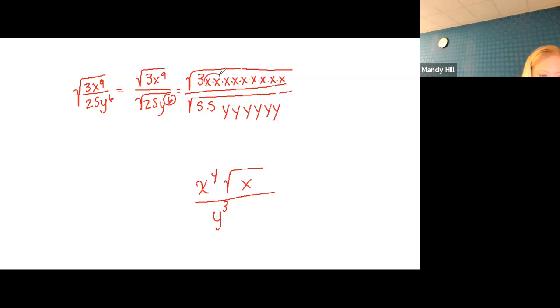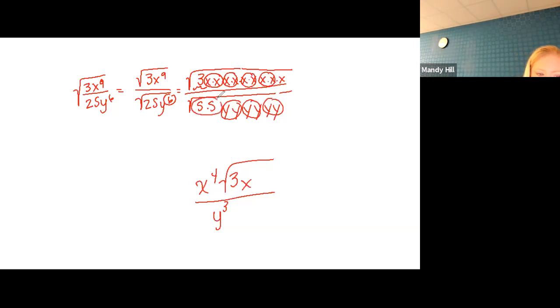Now, so we took care of this already. We said x times x times x times x would be x to the 4th. And then we had 1 x left over. But we also have this 3 that's left underneath that we didn't put. So that's got to stay under there. We took care of the y's to the third because we had 3 y's that have pairs. So y to the third would be on the bottom.